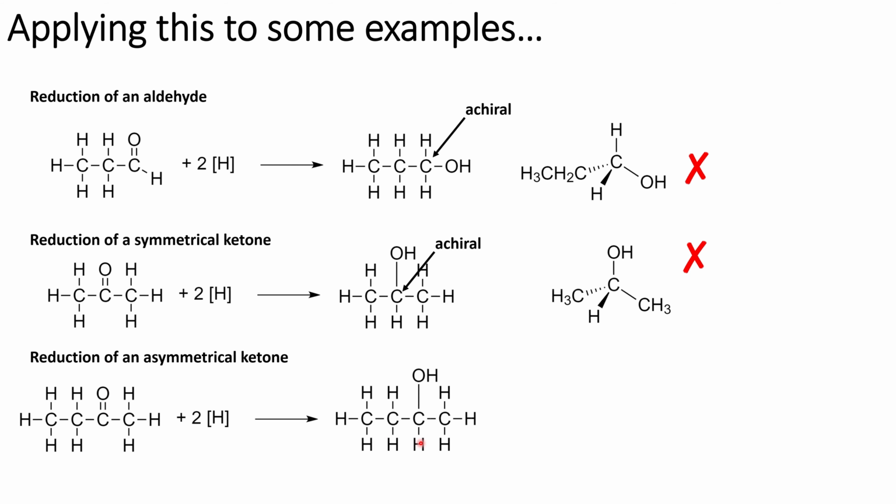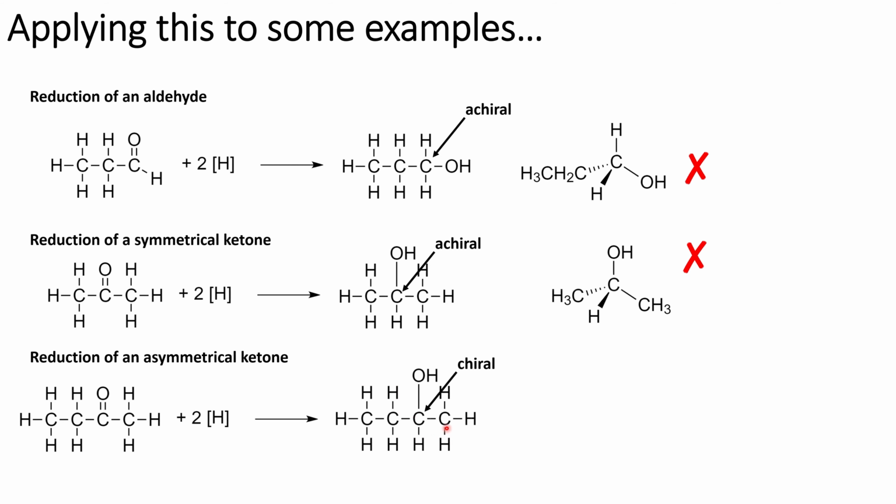This reduces again into a secondary alcohol, but now let's examine the groups around that central carbon atom. We've got a hydroxy group, a hydrogen atom, a methyl group, and an ethyl group. Some of you might be thinking, well, actually this has got 2 carbons bonded to it. It's not about the atom directly bonded to the atom you're looking at, it's about the whole group directly bonded. So we count this as a methyl and this as an ethyl.